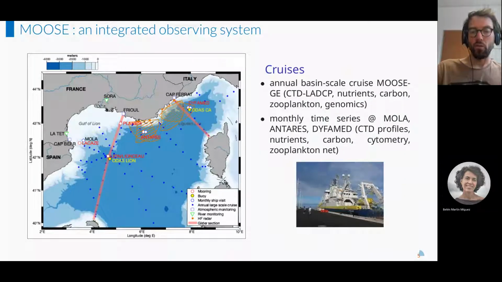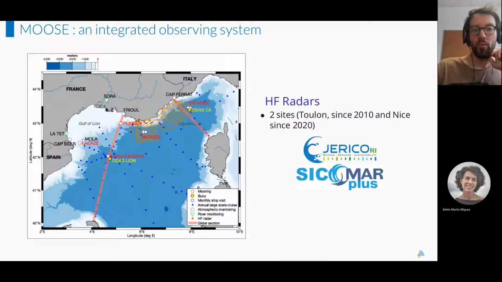And as I say, in the end, we also have cruises. Every year we go for a basin scale cruise. This is all the blue dots you can see. They cover most of the basin from the north to the south and the east to the west, with long transects crossing the basin. And finally, we have some HF radar sites. We have two HF radars that are integrated with different European projects. One is working south of Toulon, that's the one west on the map. The other one is operated near Nice, and this one is more recent, in operation for 1 or 2 years.